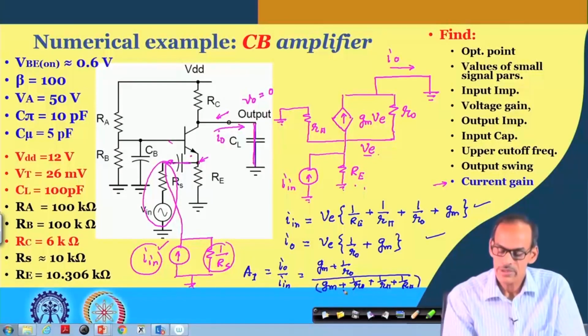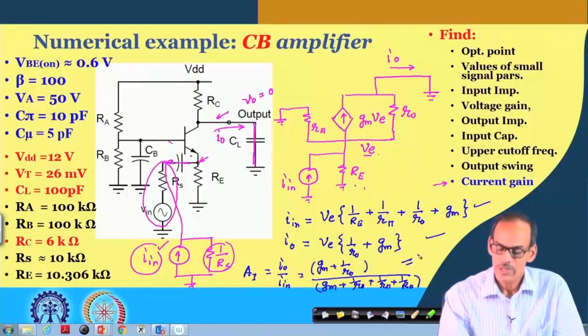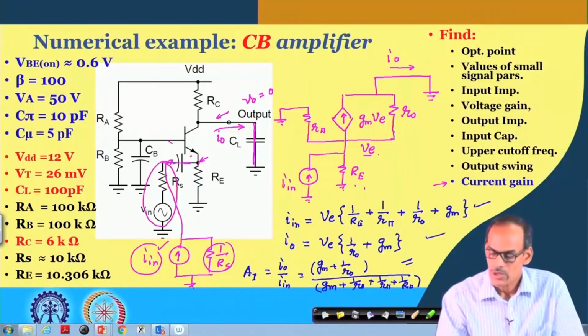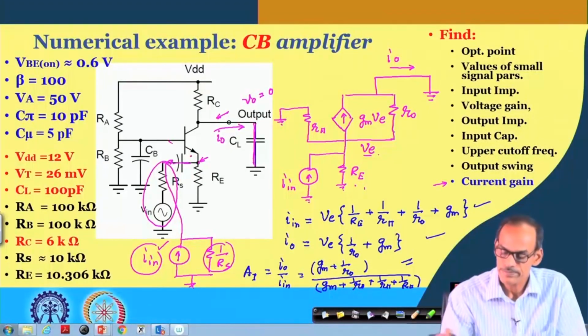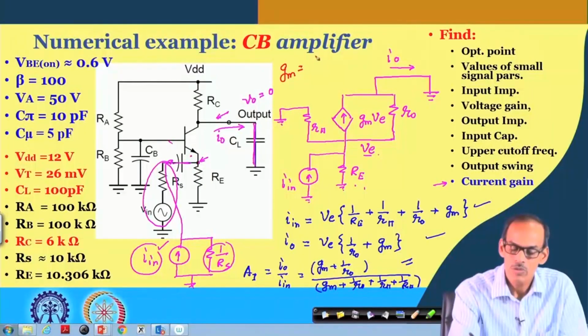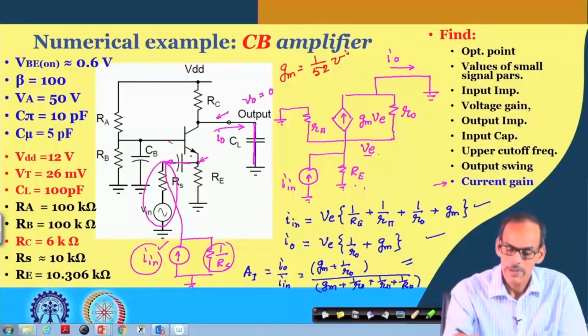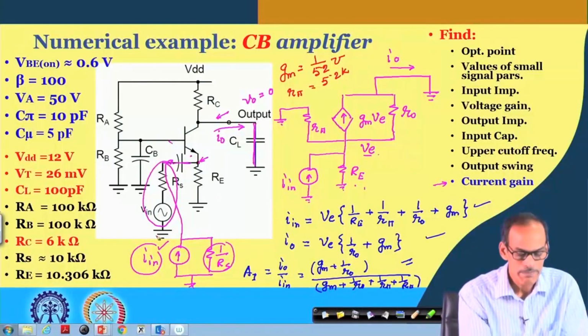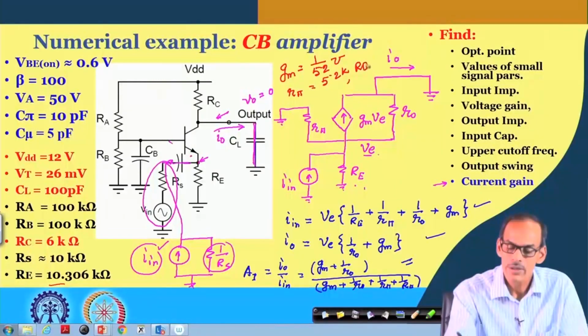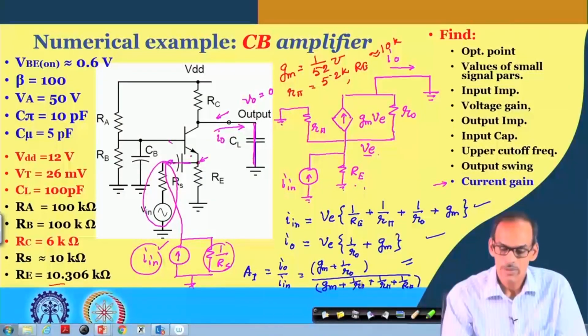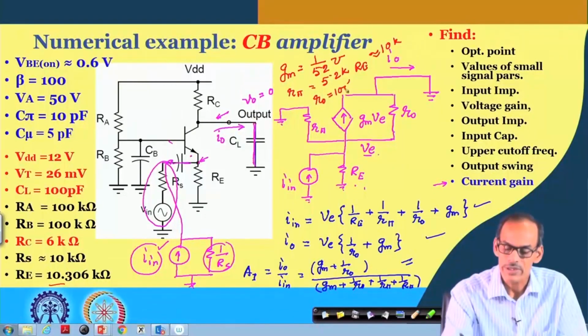Now we can compare each of these terms, and you may recall the values. GM is 1 by 52 mho, and R pi is 5.2 K, and RE is 10 K, and then we have R naught, which is 100 K.